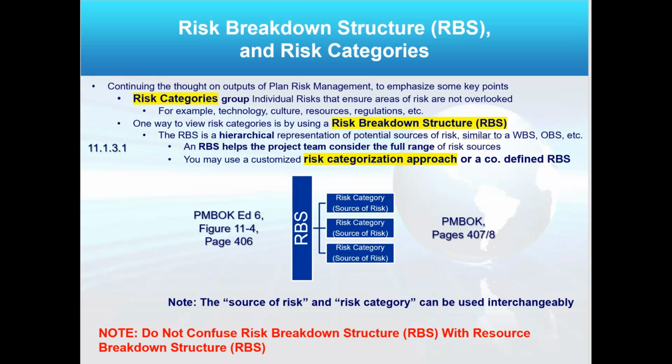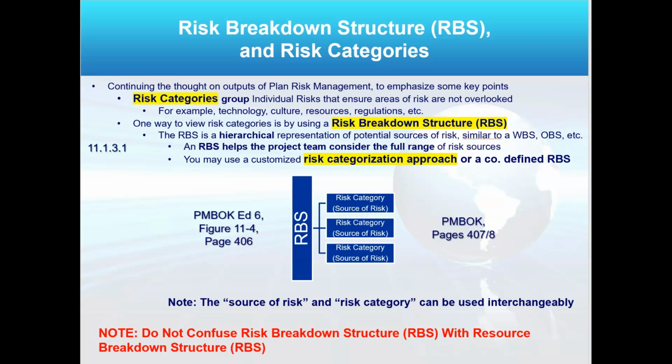Now, when we build our risk breakdown structure, we're going to add categories to the risk register, which is the output of identify risks. And so we're going to build a risk breakdown structure based on those categories. It's an RBS, not to be confused with the other BSs. Ha, ha, ha. It's too funny.